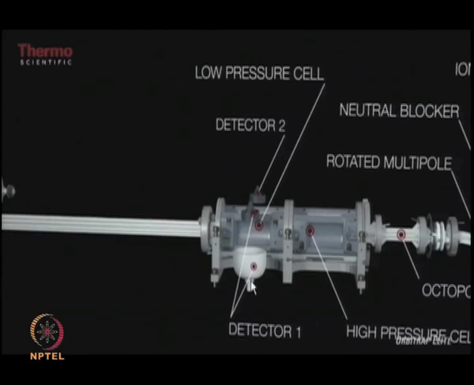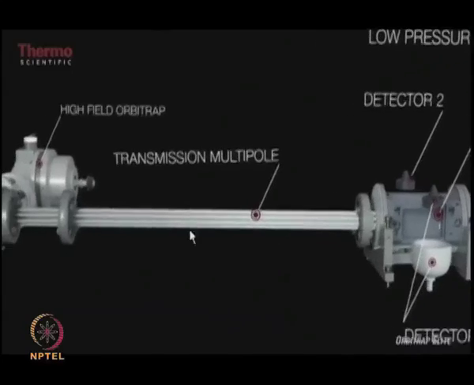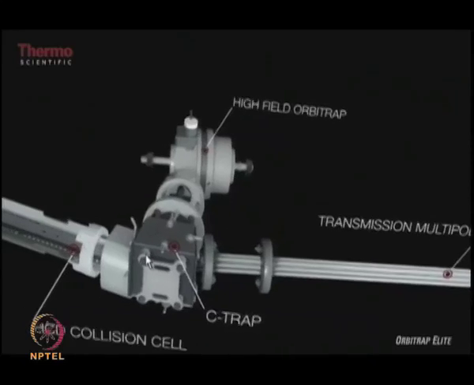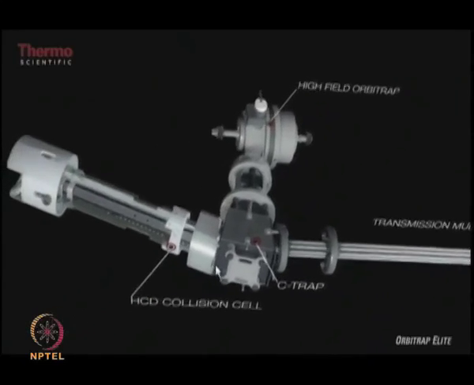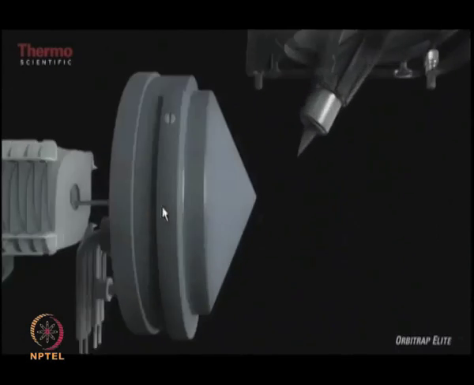Then on the radial there are two detectors, detector 1 and detector 2, which, when you work with the linear trap, can be used for the detection of ions from the linear trap. From the linear trap it goes to the transfer optics. Then we have the C-trap which dynamically squeezes the ions into a packet and allows the ions to go into the high field Orbitrap. Then you have the HCD cell.